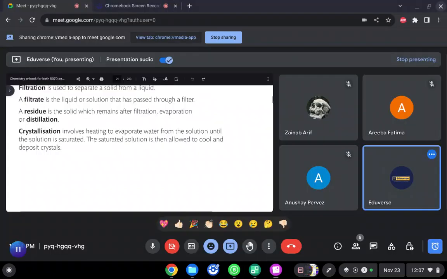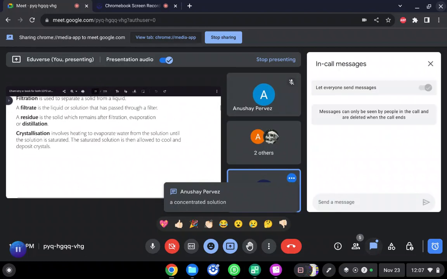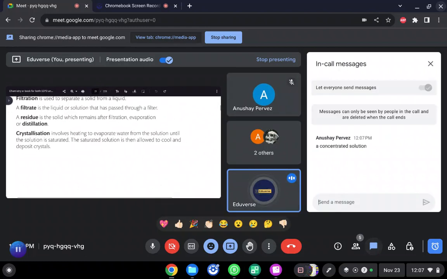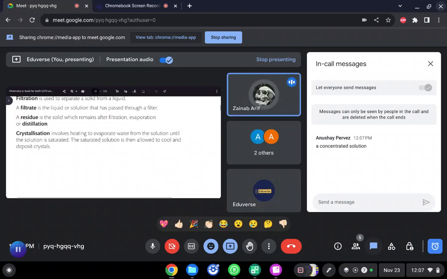Are you responding on the messages? Okay, yes. As per Anusha, it is a concentrated solution. Yes, you can say this. What about the others, Zainab and Ariba? What do you think? What are saturated solutions? Yes, a limit has come. For example, a maximum amount, a point after which no more solute can dissolve in the solvent.